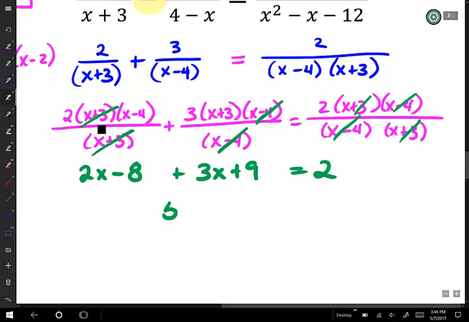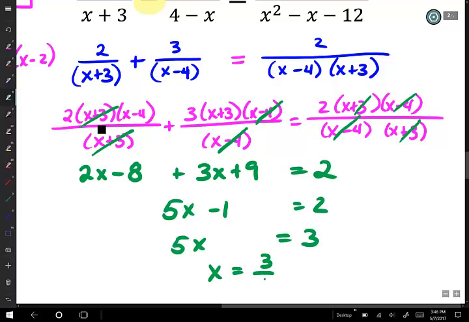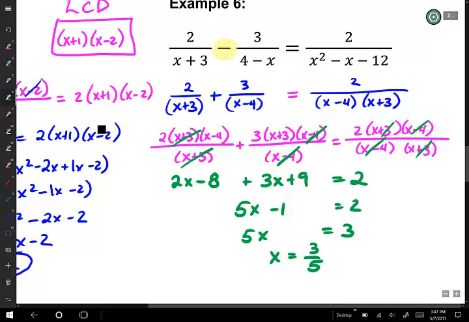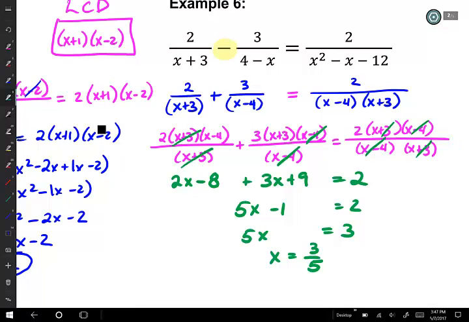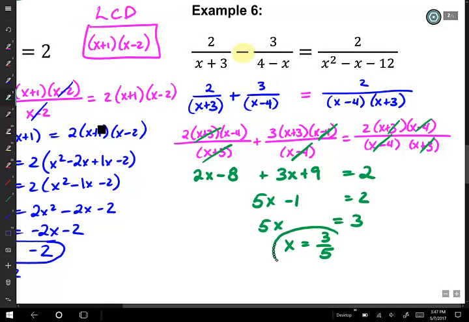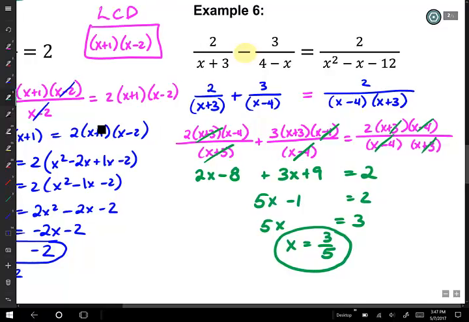On the left side, I've got 5x minus 1 equals 2. That means 5x equals 3, so x equals 3/5. We could plug this back in if we wanted to with our calculators to try to figure this out, but our only restrictions on this problem are -3 and +4. Neither of them are 3/5, and so that is going to be our correct solution on this problem.